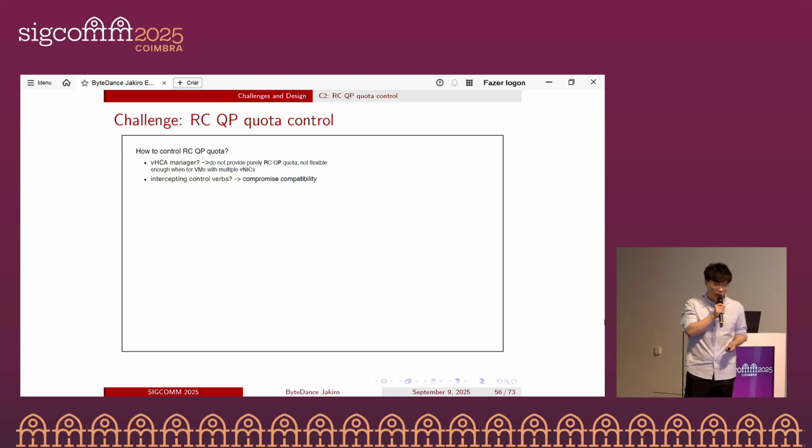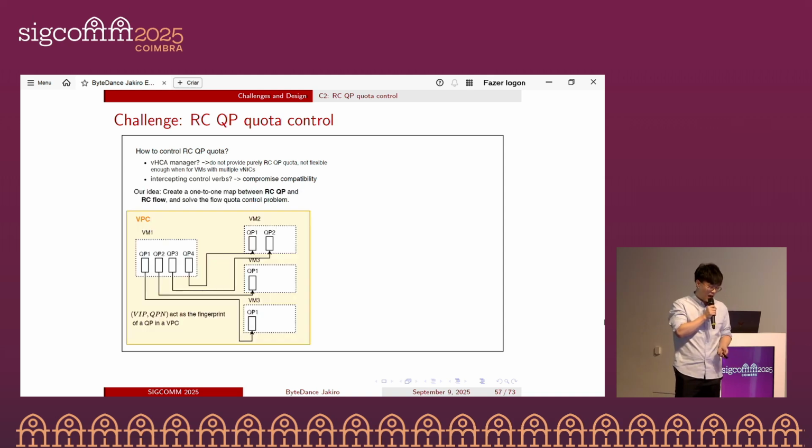Another possible choice is, can we do interception of the control verbs? The answer is no, because this may compromise compatibility. So our solution is an interception-free solution. We create a one-to-one map between RCQP and RC flow and solve the flow quota control problem.